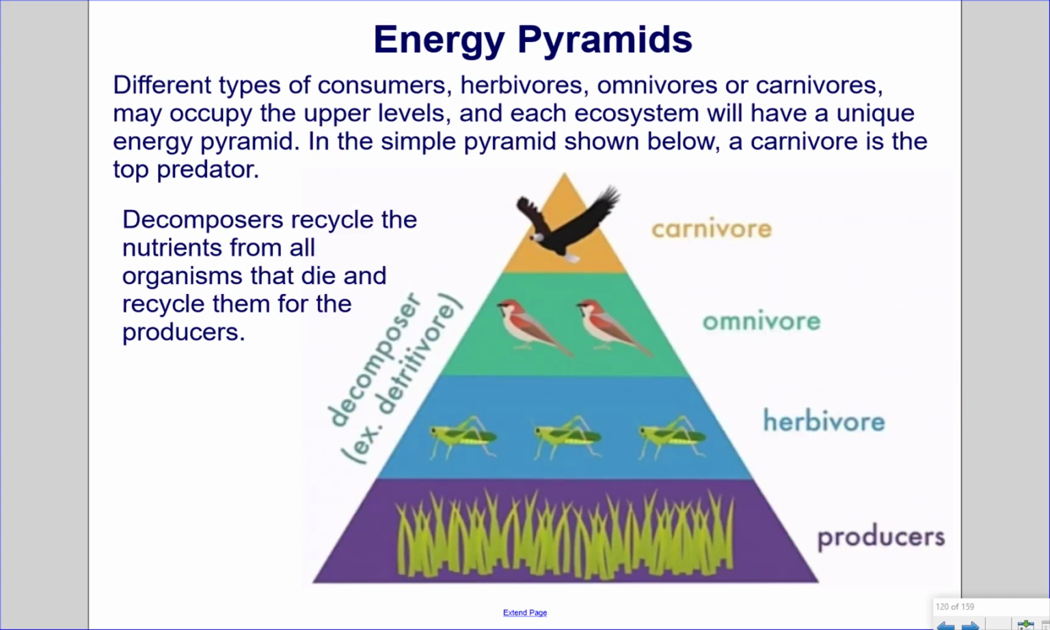Energy pyramids. Different types of consumers, herbivores, omnivores, or carnivores may occupy the upper levels, and each ecosystem will have a unique energy pyramid. In the simple pyramid shown below, a carnivore is the top predator. Decomposers recycle the nutrients from all organisms that die for the producers.